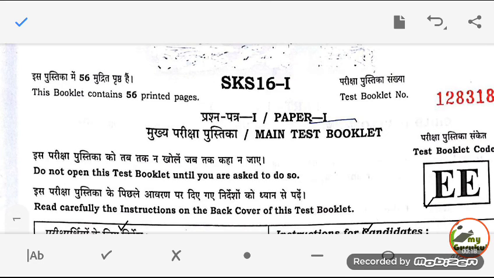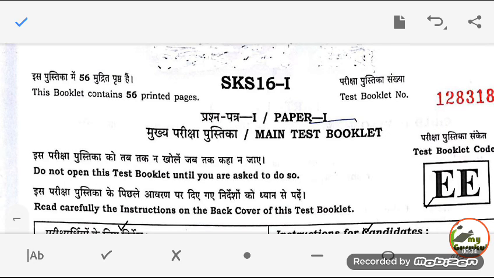So, basic instructions before we proceed. This question paper consists of 150 objective type questions to be completed in a maximum of 2 hours 30 minutes. Each question carries 1 mark and there is no negative marking. And this paper has 5 parts.